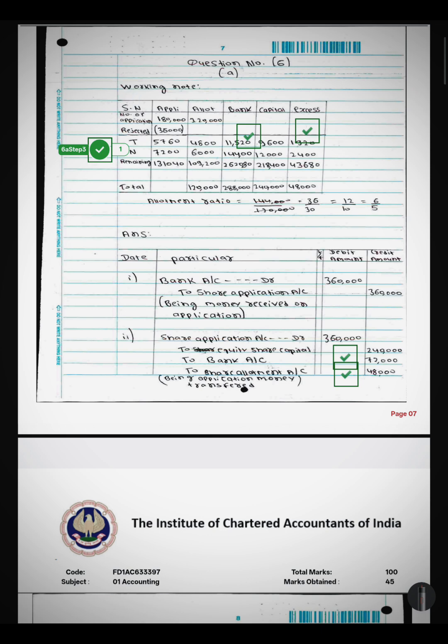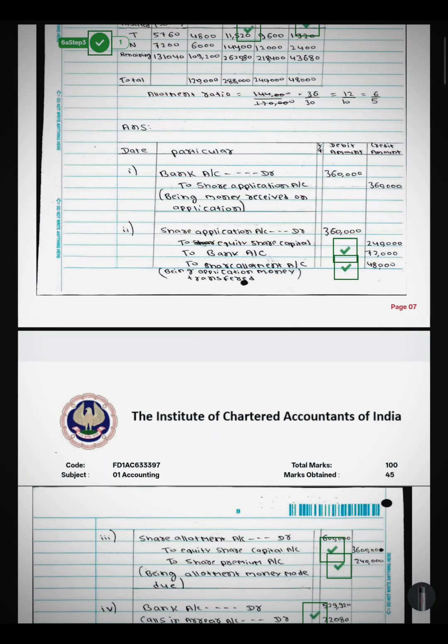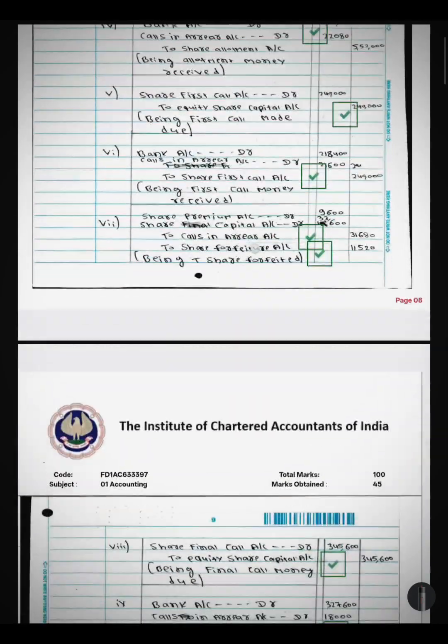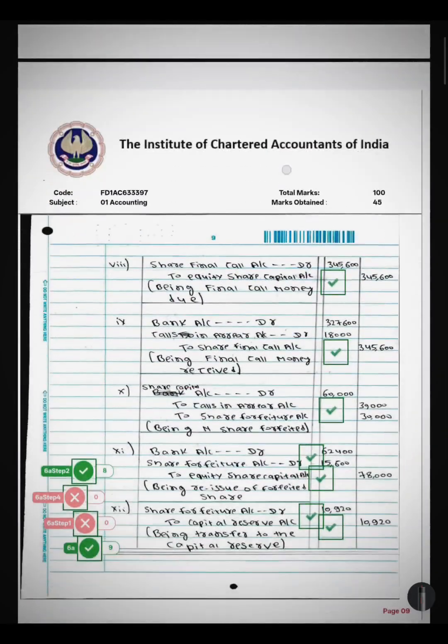As you can see here, firstly I started with the working note. You can start your working note at the beginning of your answer or at the end of your answer. You cannot make any working note in the middle of your answer. So firstly I made the working note and then I started my answer. I again started with the proper format. First I wrote the format, proper scaling, and then I went on writing my answer, and you can see that everything is correct here.